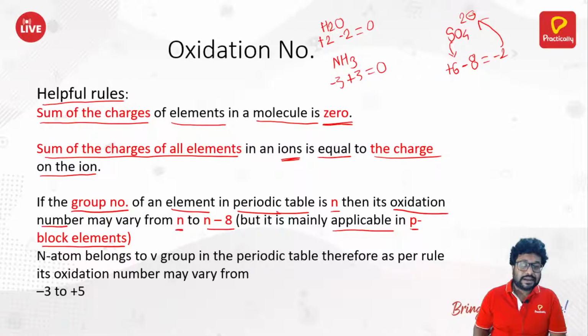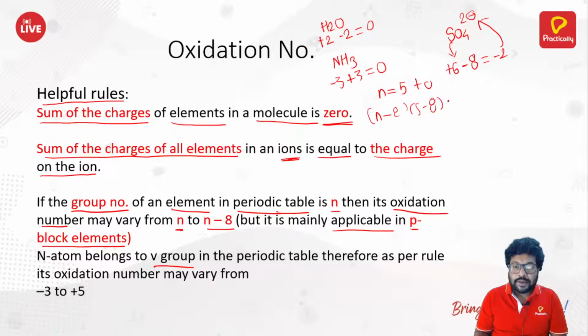For example, nitrogen belongs to the 5th group. Okay, so your n is equal to 5 here. So what they're saying is that it shows the oxidation state from n to n minus 8. That means 5 has to be there, 5 to n minus 8. Now n minus 8 means here 5 minus 8, which is equal to -3. That means nitrogen shows oxidation state from -3 to +5. And it really does show all those oxidation states.